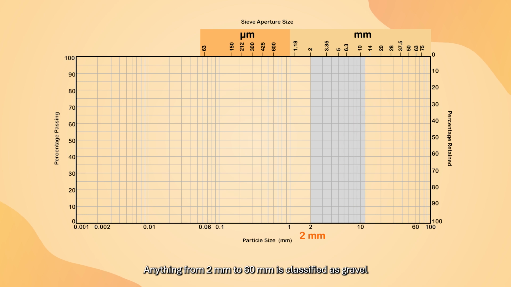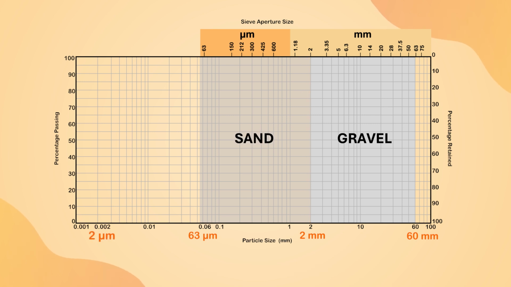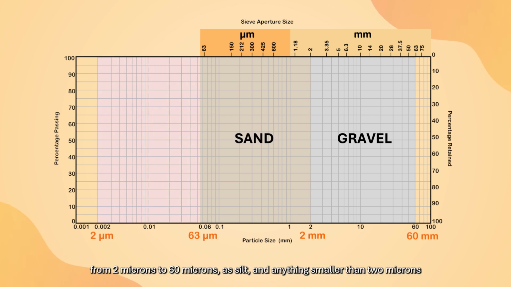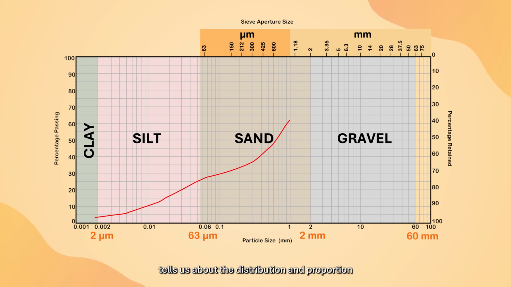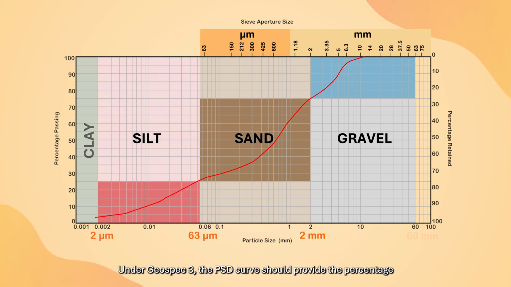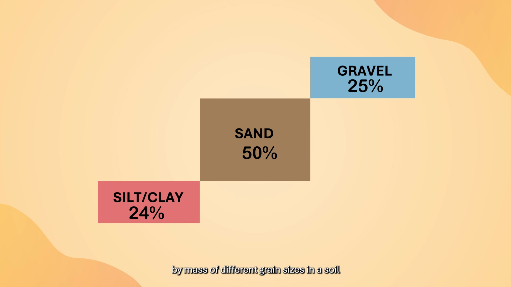Anything from 2 mm to 60 mm is classified as gravel, from 60 microns to 2 mm as sand, from 2 microns to 60 microns as silt, and anything smaller than 2 microns is classified as clay. Particle size distribution tells us about the distribution and proportion of different particle sizes in a soil sample. Under GeoSpec 3, the PSD curve should provide the percentage by mass of different grain sizes in a soil.